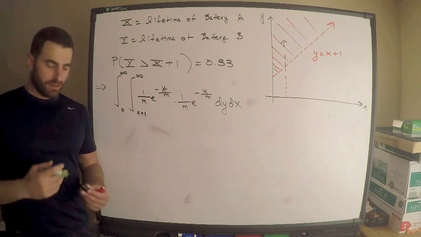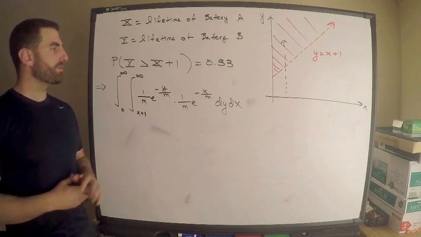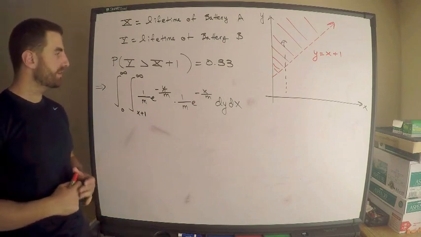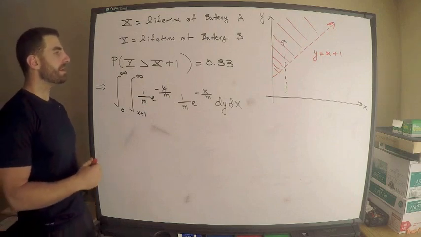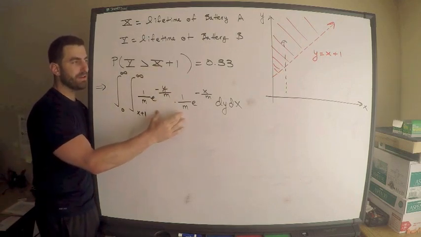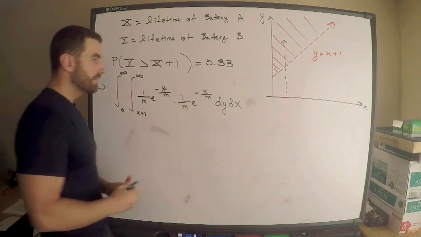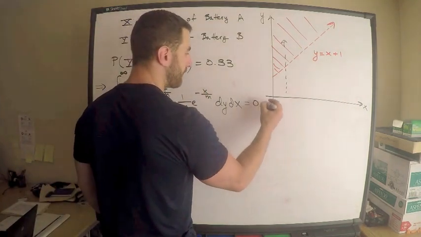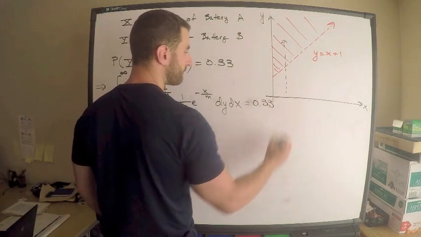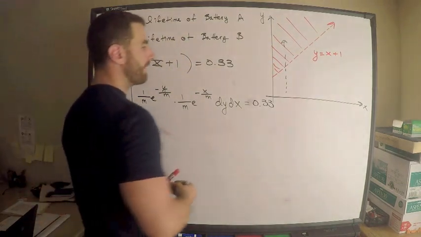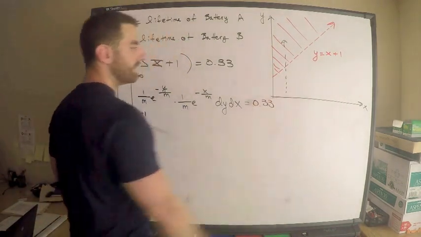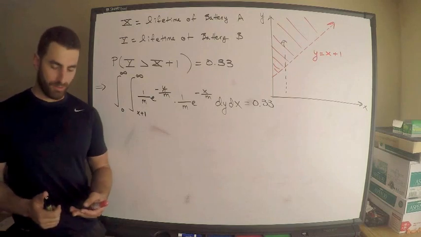You may want to consider computing the complement of this or something, but I don't really see how it's any more efficient. Anyway, this is my probability, and we know this equals 0.33. So this is equal to essentially a third. All right. We just need to compute this integral and we'll be done with it.